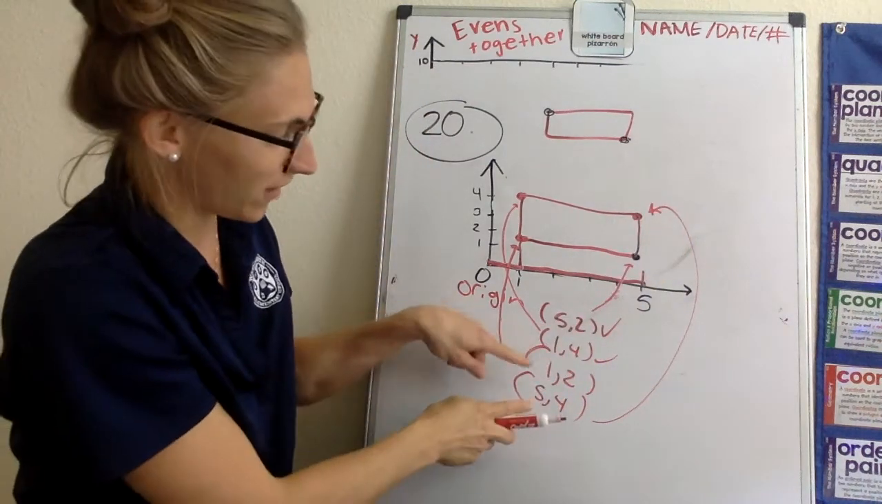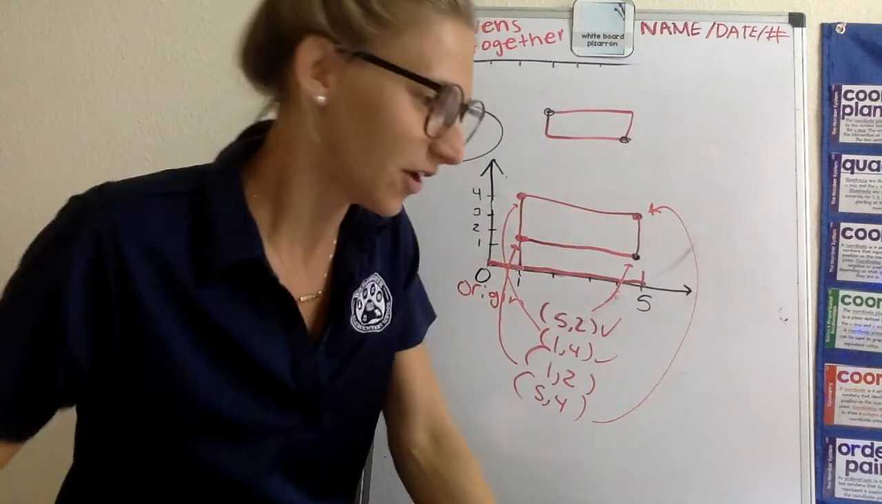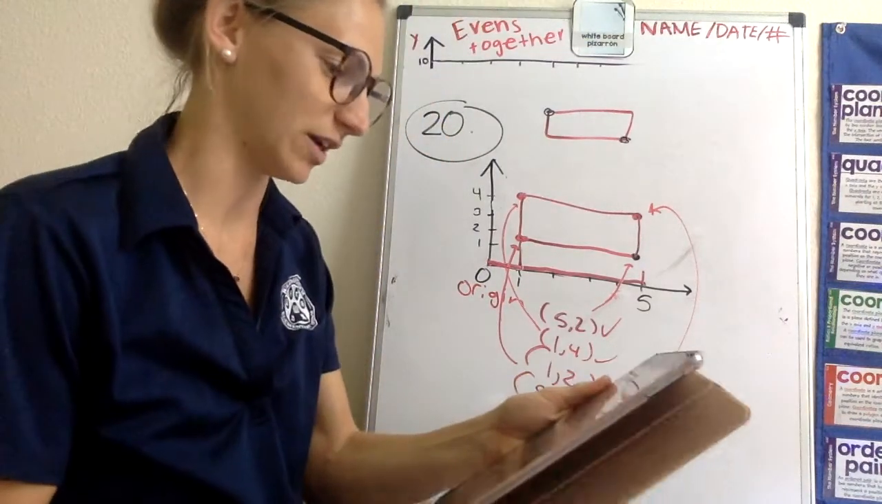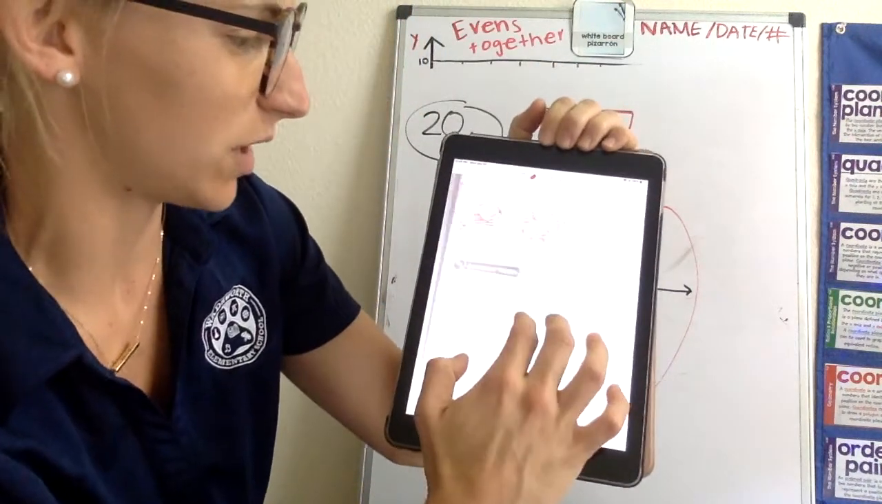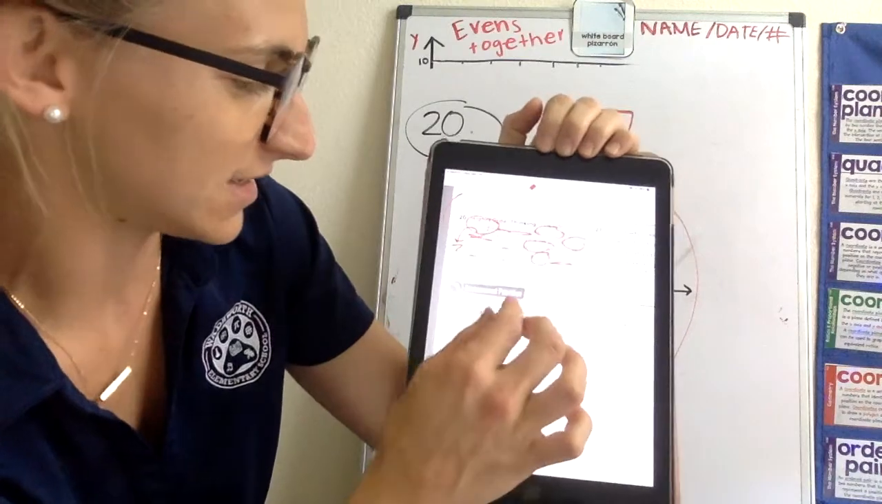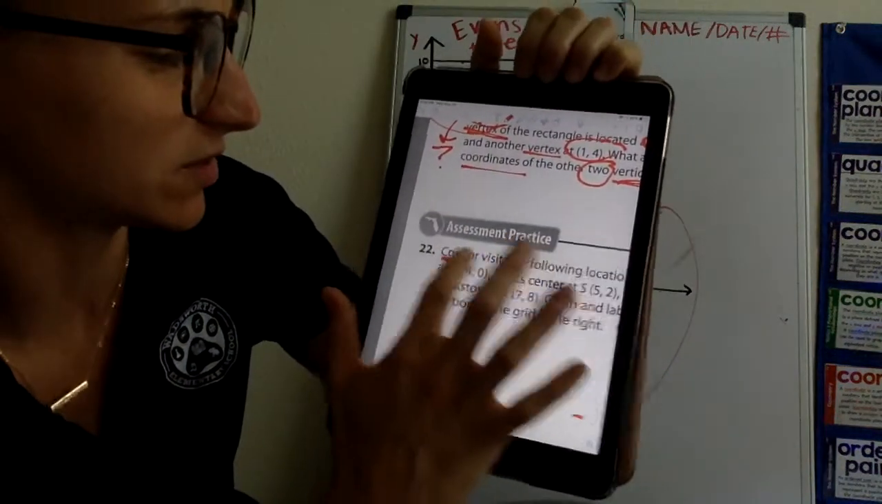So as you can see, they all have the same numbers. It's kind of a different order going on. They're kind of sharing. Alrighty, down to our last question. We are on number 22. It's an assessment question. And it has the name Connor in it. And we have a Connor in our class, so I always think that's always so special.